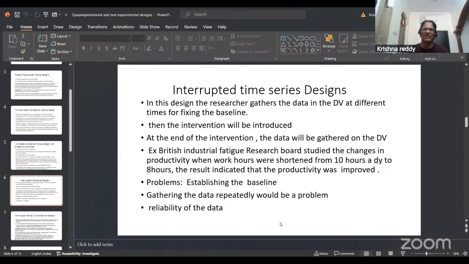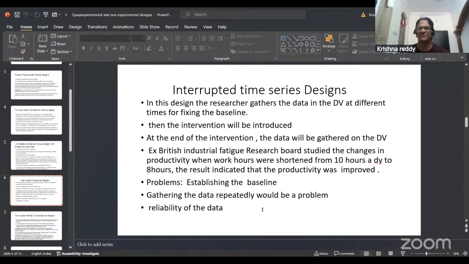So that is also questionable with regard to interrupted time series designs, because there is a problem of fixing the baseline, which may not be completely correct, and gathering the data repeatedly would also be a problem. And the reliability of the data, reliability means getting the same results if the experiment is repeated somewhere else, may also be an issue. But anyway, I think this can also be used in the industries.